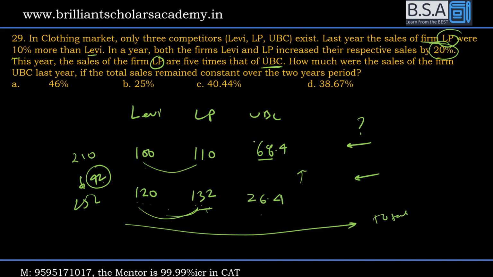The question is, 68.4 is what percentage of all three combined? 210 plus 68.4 is 278.4. 68.4 divided by 278.4 into 100. That is my answer.